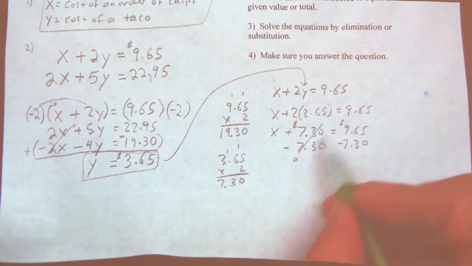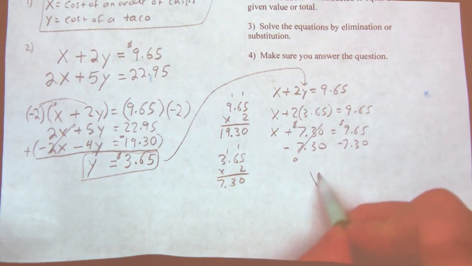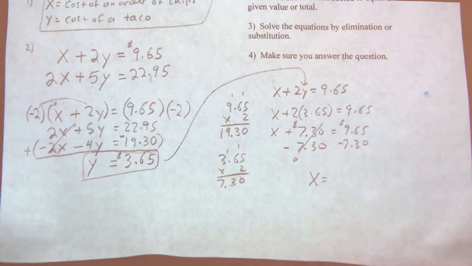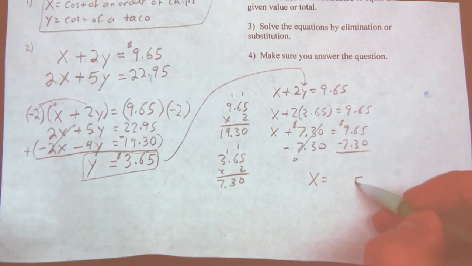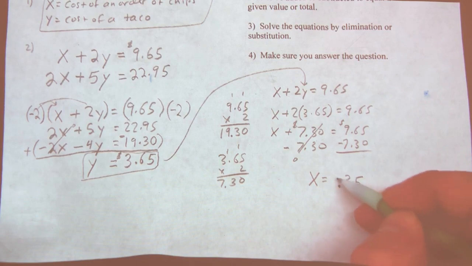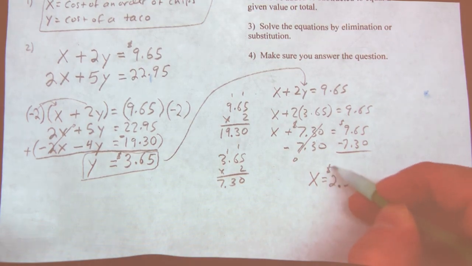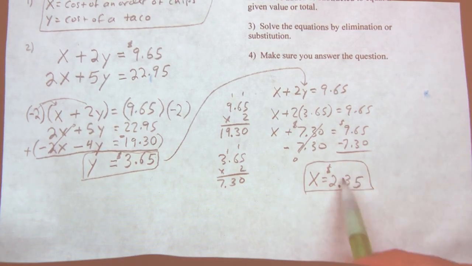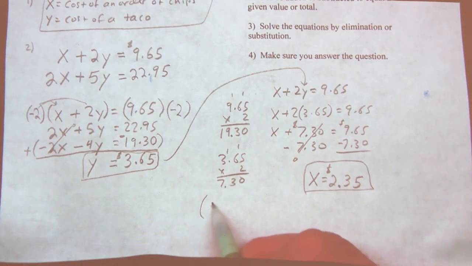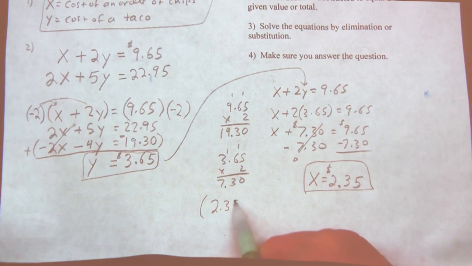So that's 0. Those are additive inverses. So we just have x equals, and then we just subtract these. Different signs subtract. So $2.35. So there we go. We've got our x, we've got our y. We should write it as a coordinate. This is a system of equations.